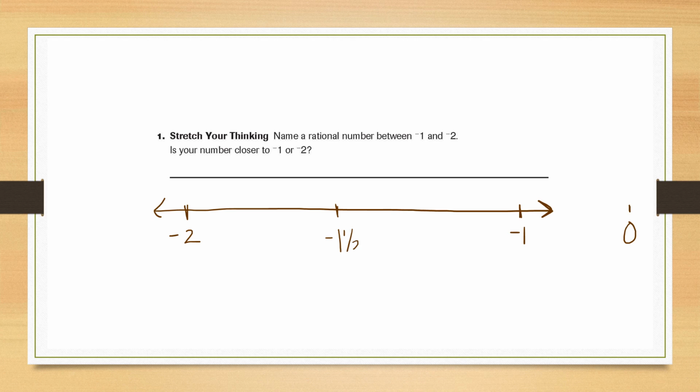-1.5. Some values that would be closer to -1 would be -1 1/4, which would be -1.25. You could have -1 1/3, which would be -1.3 repeating.